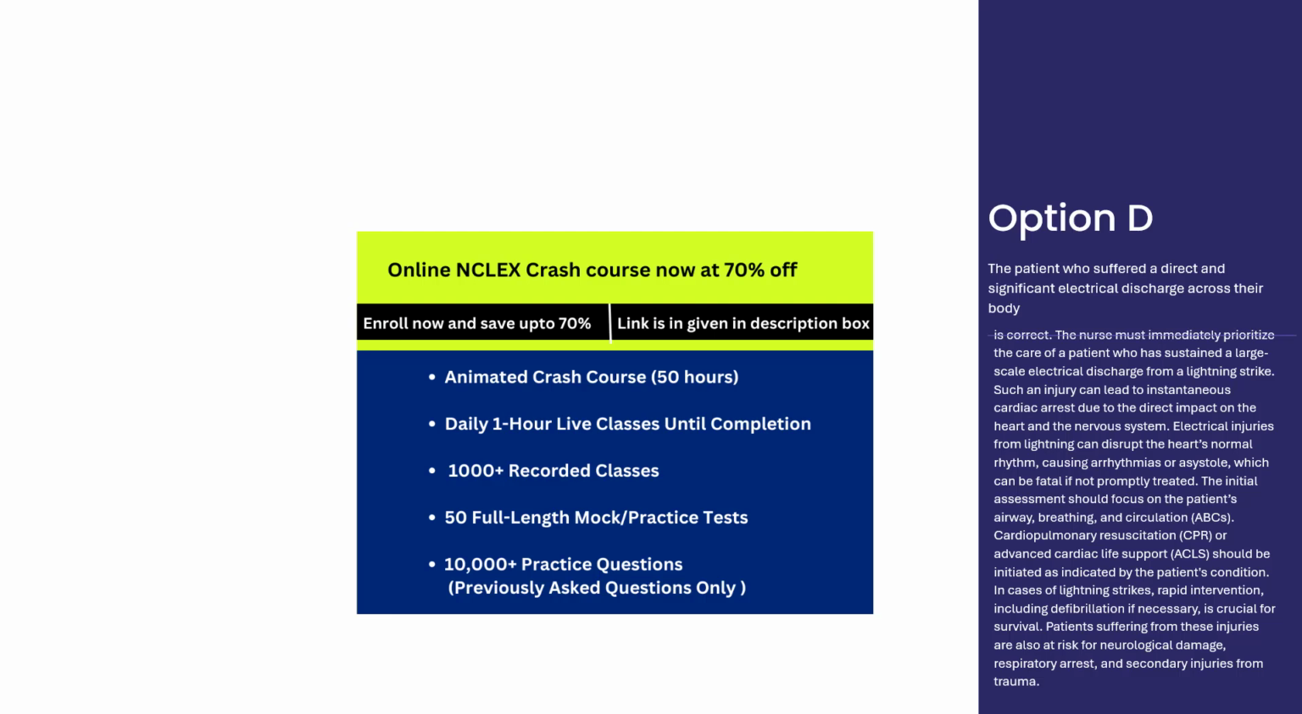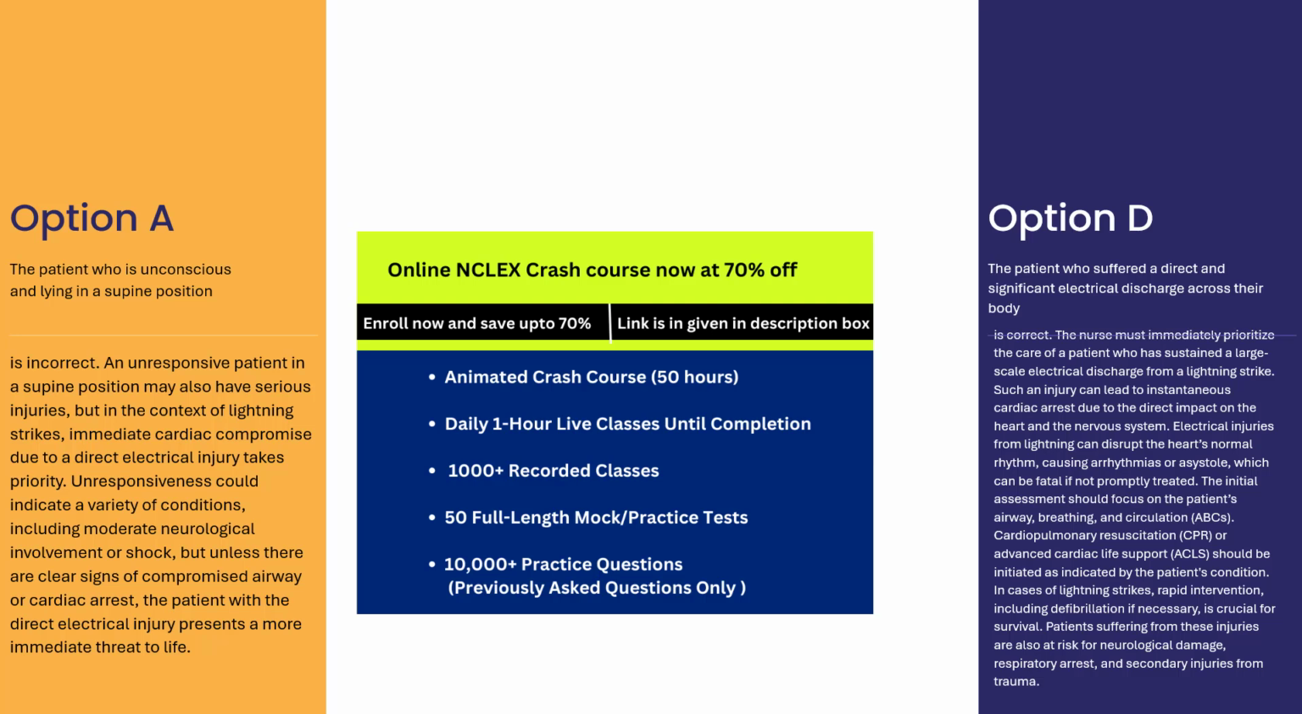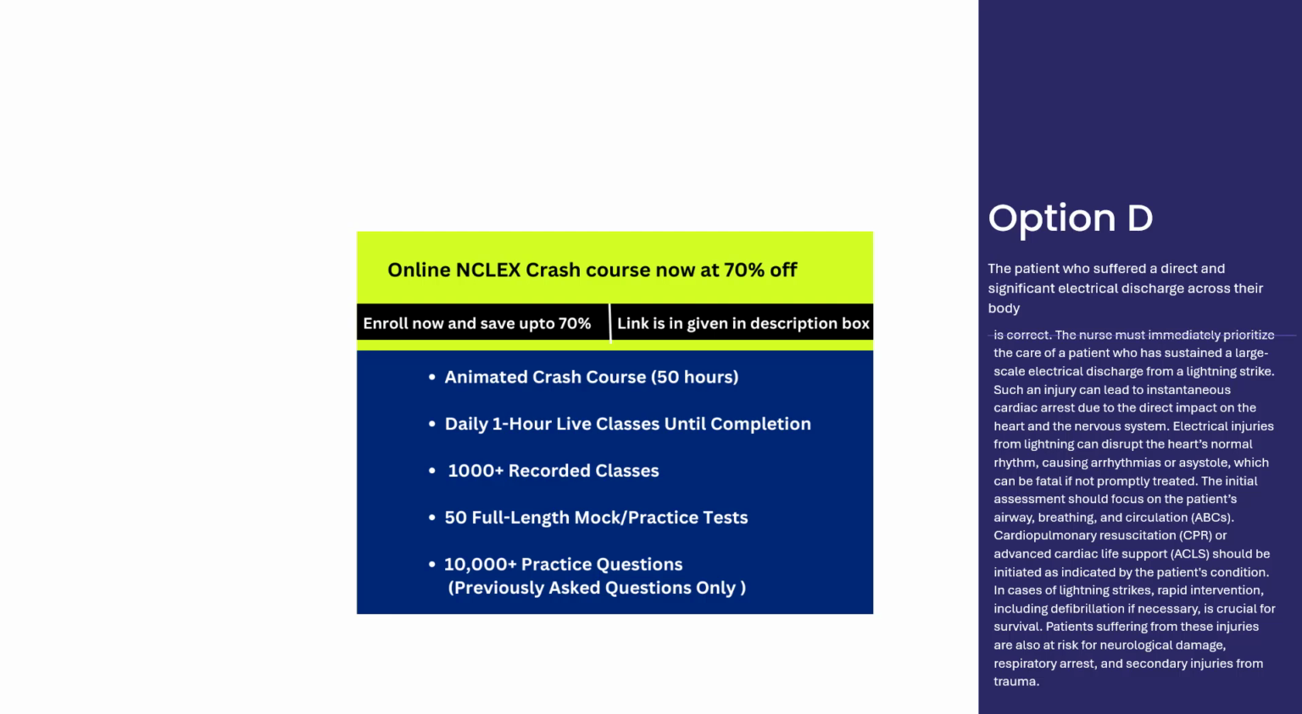The initial assessment should focus on the patient's airway, breathing, and circulation. Cardiopulmonary resuscitation, or advanced cardiac life support, should be initiated as indicated by the patient's condition. In cases of lightning strikes, rapid intervention, including using a device to restore heart rhythm, defibrillation, if necessary, is crucial for survival. Patients suffering from these injuries are also at risk for damage to the nervous system, breathing arrest, and secondary injuries from trauma.